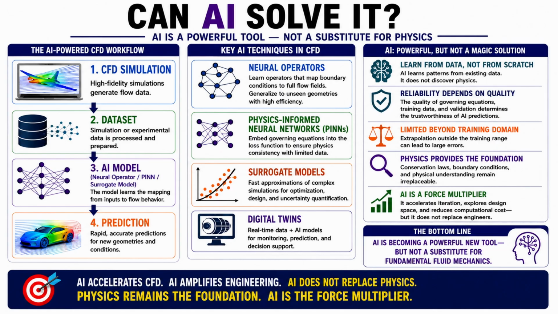Artificial intelligence is changing computational engineering. Neural operators, physics-informed neural networks, surrogate models, reduced-order models. These techniques can accelerate prediction and reduce computational cost. But AI is not replacing physics. It learns patterns from existing data. Its reliability still depends on the quality of the governing equations, training data, and validation. AI is becoming a powerful new tool, but not a substitute for fundamental fluid mechanics.